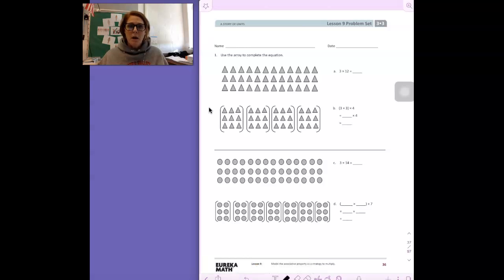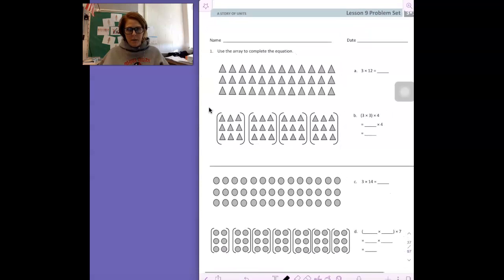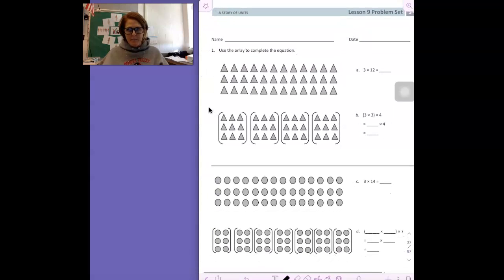We're going to do several problems together showing the associative property of multiplication and how we can group our numbers when we're multiplying in different ways to make simpler problems for ourselves. So let's take a look at number 1 up here. Make it as big as I can.